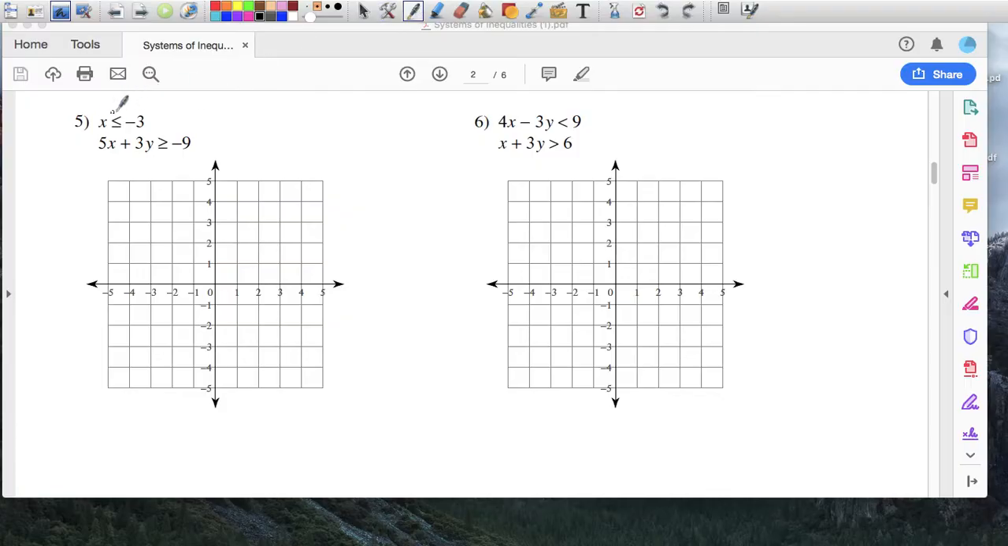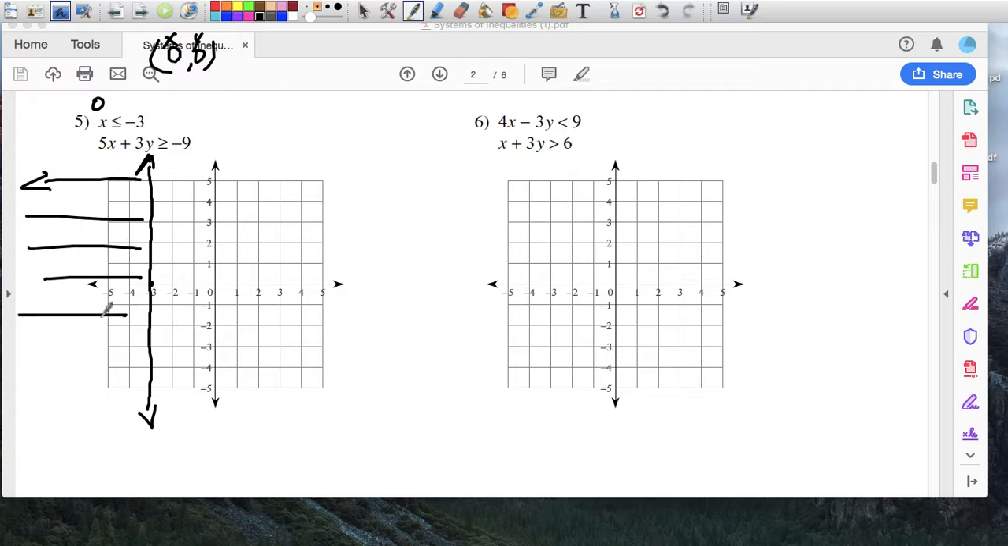That's seaweed, by the way. X less than -3, so we're going to look for -3 on the x-axis. It's a straight, vertical line, solid. For here, let's put 0, 0. The point 0, 0 is the x value, y value, so I'm going to substitute 0 for x. Is 0 less than -3? No, it's not. So we don't want this side because the test point did not work. This is what I'm interested in. The points on this side will make that inequality true.